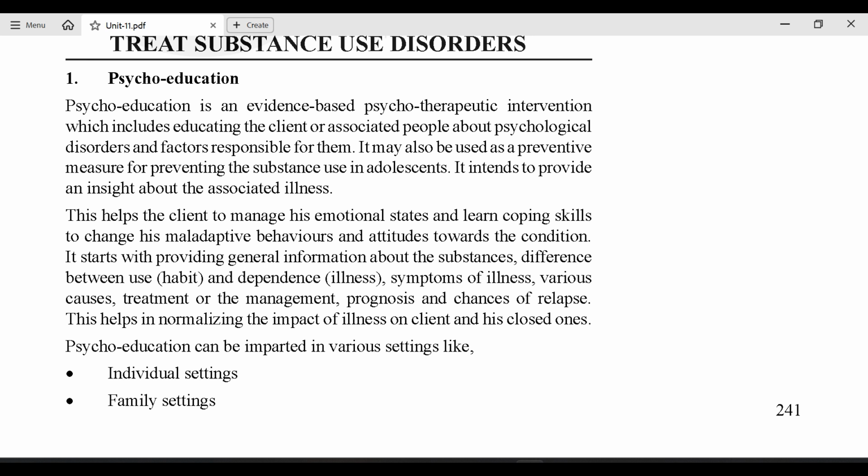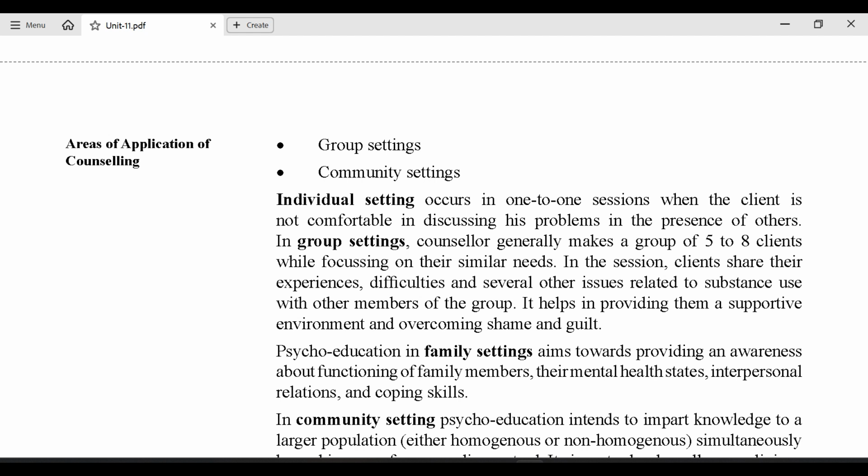Psychoeducation can be imparted in various settings like individual settings, family settings, group settings, and community settings. Individual setting occurs in one-to-one sessions when the client is not comfortable discussing his problems in the presence of others. In group settings, the counselor generally makes a group of 5 to 8 clients while focusing on their similar needs. In the session, clients share their experiences, difficulties and several other issues related to substance use with other members of the group. It helps in providing them a supportive environment and overcoming shame and guilt.